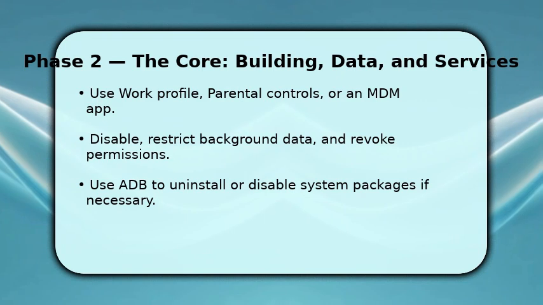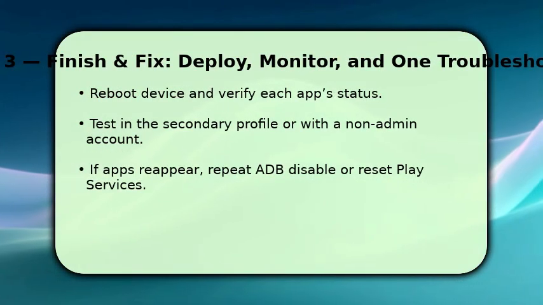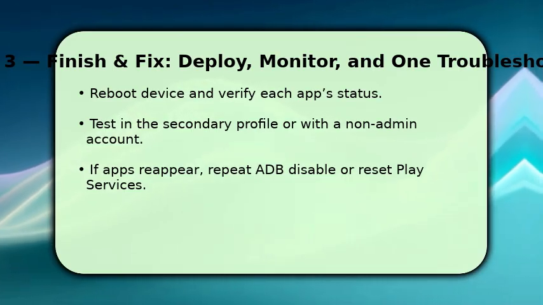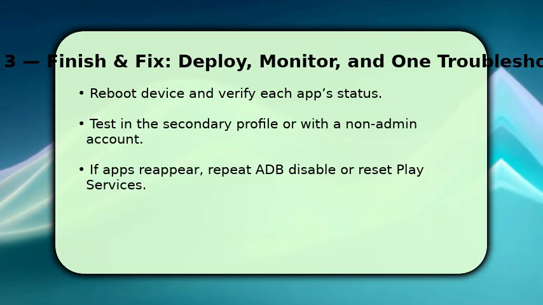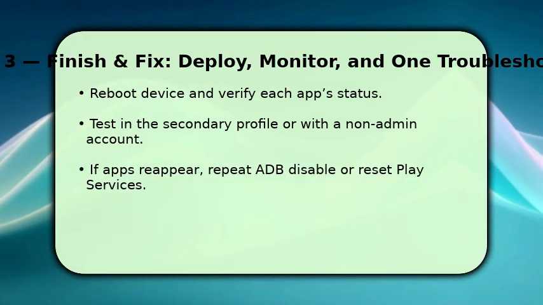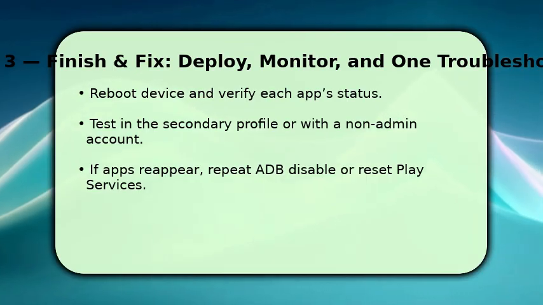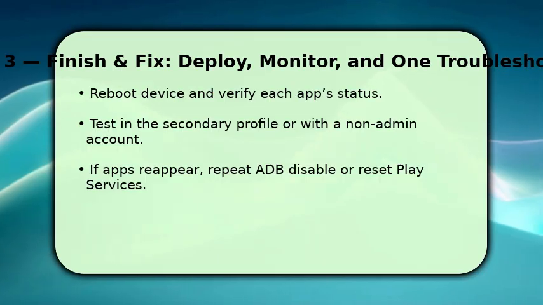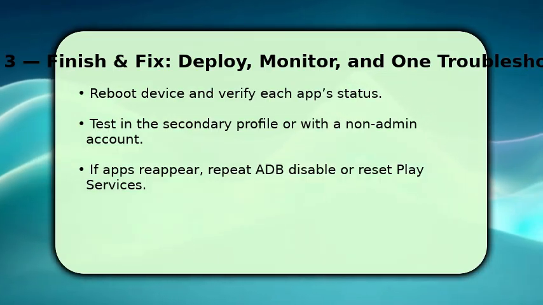Finish by rebooting and verifying each targeted Google app is disabled in both primary and secondary profiles. This confirms changes stuck. Test functionality in the non-admin profile to ensure no residual access. If an app reappears, it often means Play services restored it. Once done, repeat the ADB disable for the package or temporarily uninstall Play Store updates and redisable.